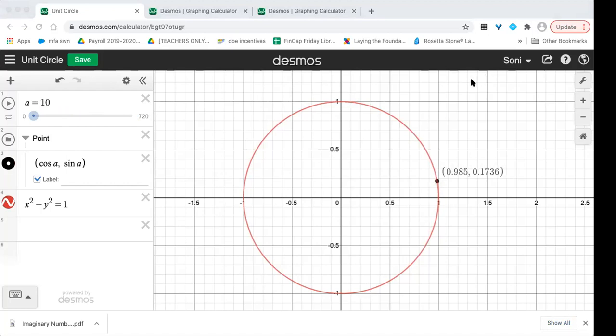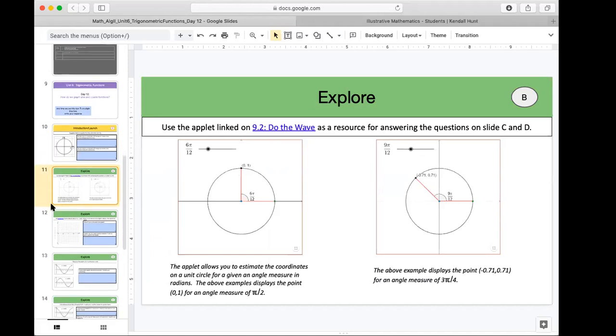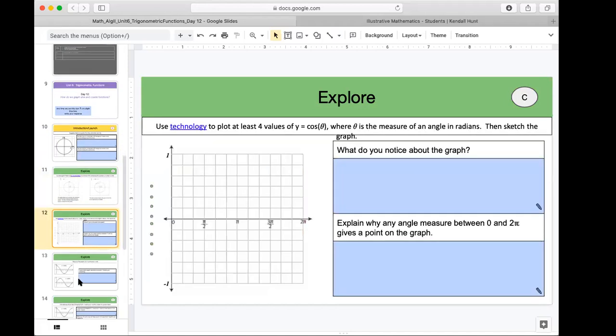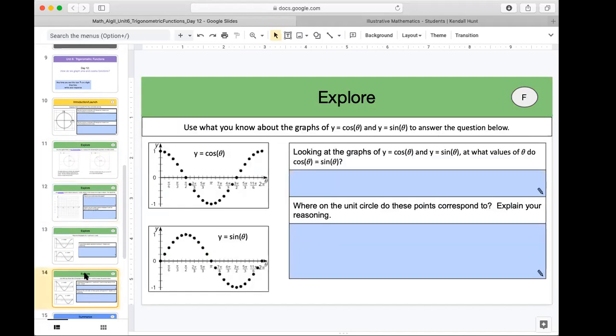And so what you'll notice is that it's asking you to use an applet. It's called Do the Wave. And you're going to use this applet to really complete these two portions, portion C and then portion D, but I'll focus on portion C. It's going to ask you to use that applet to plot the points for y equals cosine theta, and then eventually where y equals sine theta.